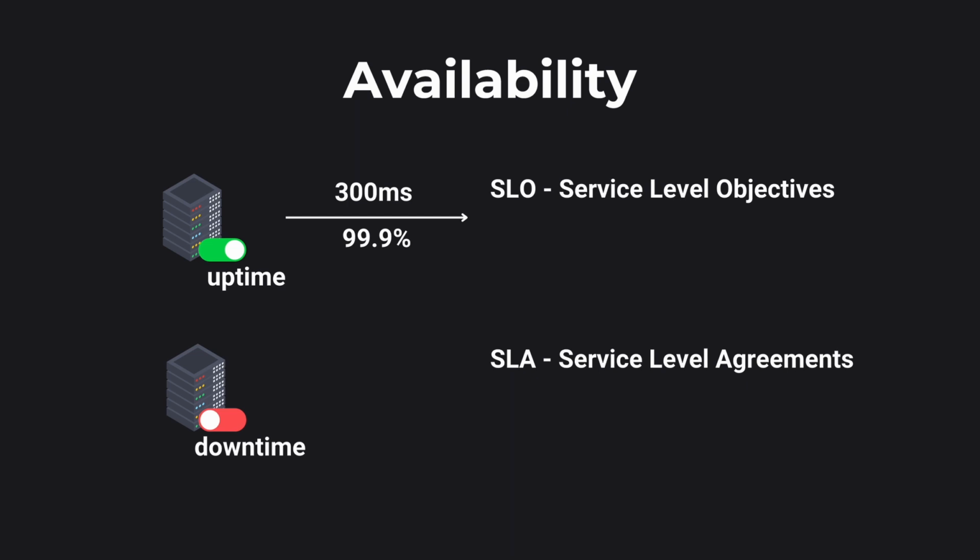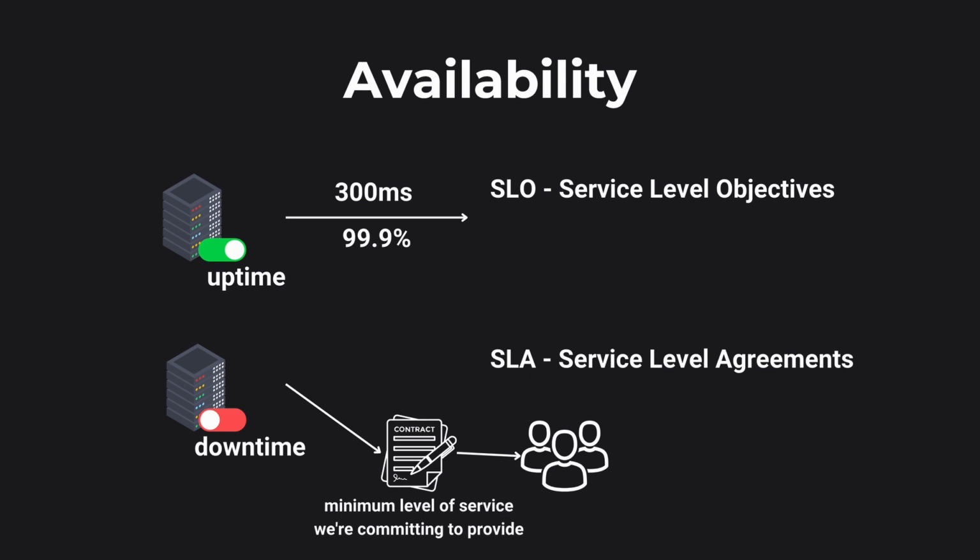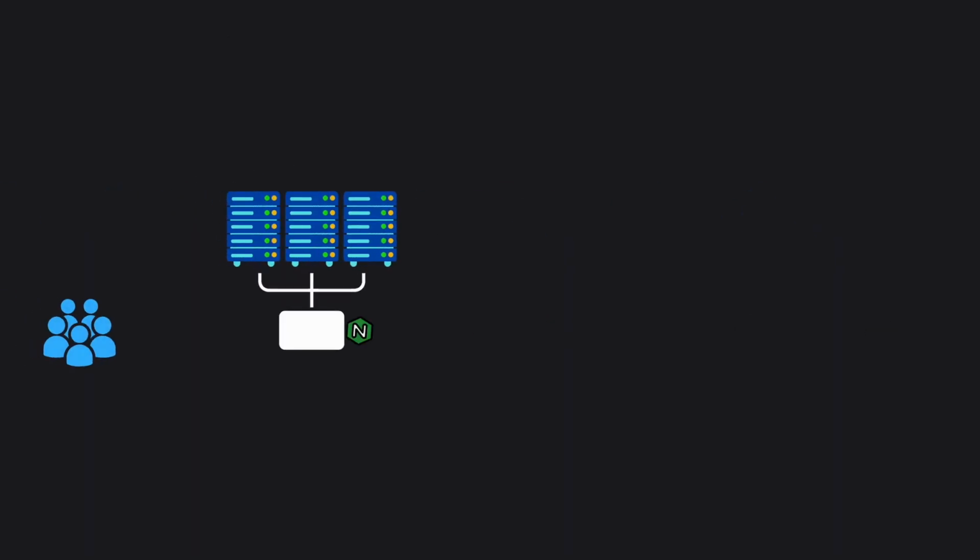SLAs, on the other hand, are like formal contracts with our users or customers. They define the minimum level of service we are committing to provide. So if our SLA guarantees 99.99% availability and we drop below that, we might have to provide refunds or other compensations to our customers. Building resilience into our system means expecting the unexpected.